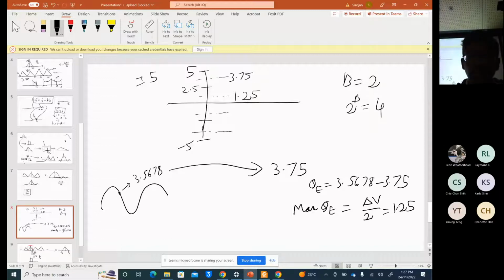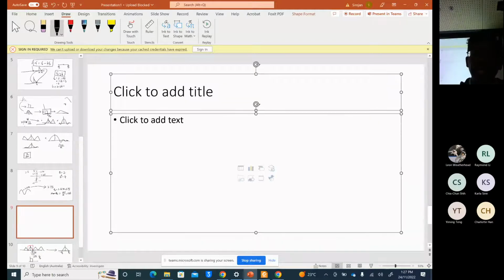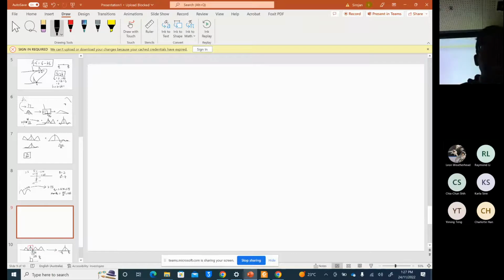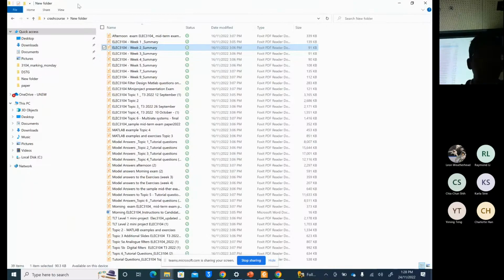The quantization error is actually distributed uniformly. Uniform distribution means all the error values are equally possible. Since all the values are equally possible, the height is 1 over delta V, I think. So these things, maybe I will go to the notes and quickly go through.